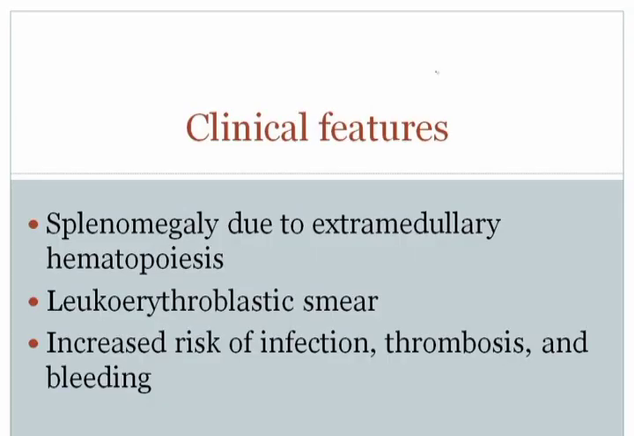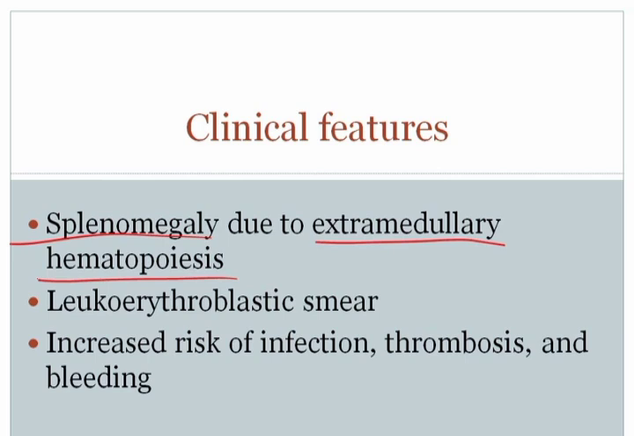Clinical features of myelofibrosis include splenomegaly. Now the idea here is that once the bone marrow is fibrosed, hematopoiesis can no longer properly occur in the bone marrow, and so the stem cells basically go back to the place where they used to make blood in the fetus, which was in the spleen or in the liver, resulting in extramedullary hematopoiesis.